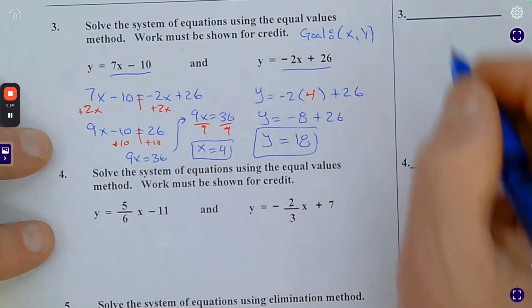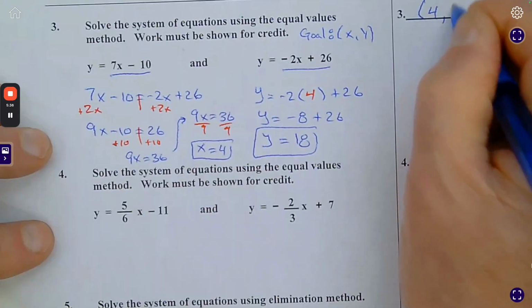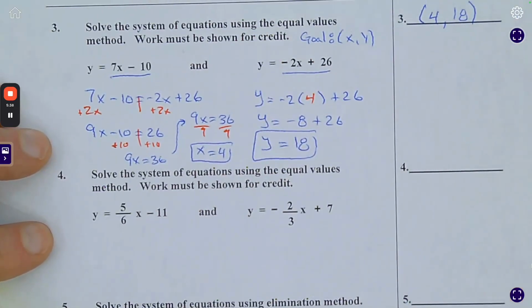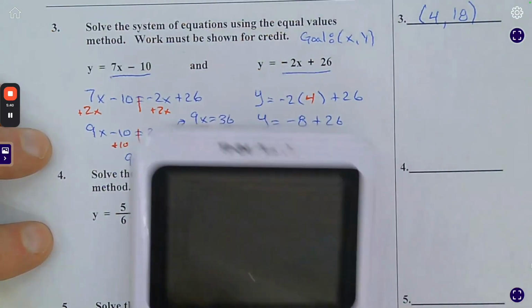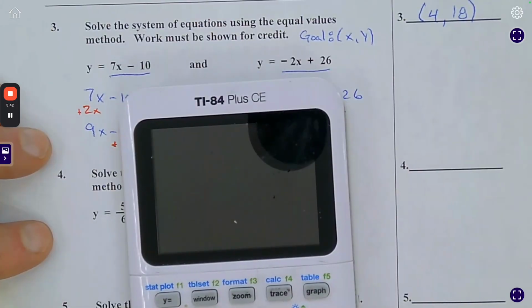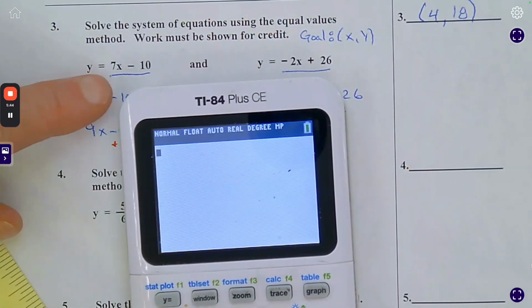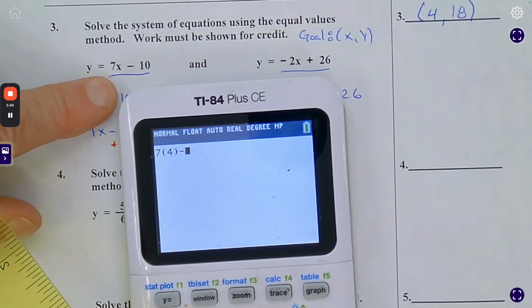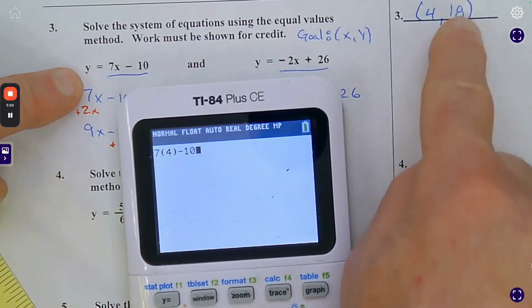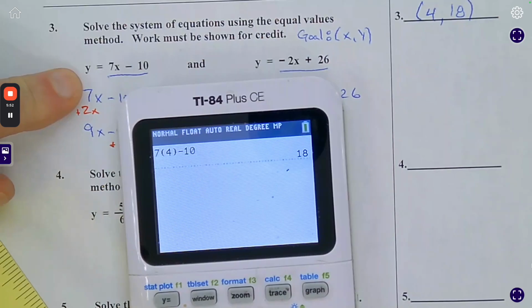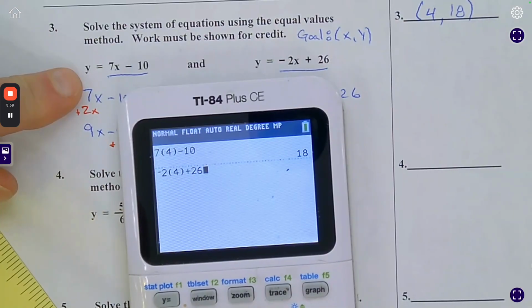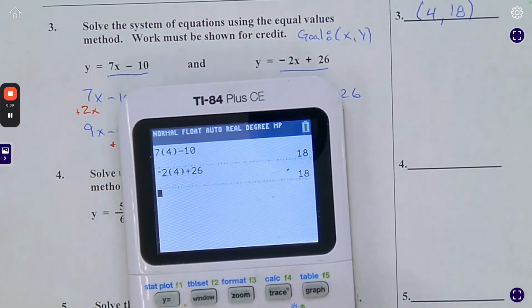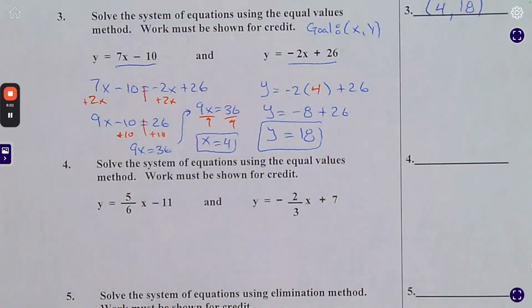Ooh, that's a big number. I'm a little skeptical, so I'm going to check it. I'm going to put a 4 in for my x, and I should get out an 18. Oh, that did work. I'm going to do it on the other one. Put a 4 in for x, and I should get out an 18. Woo, that did work. Let's go.